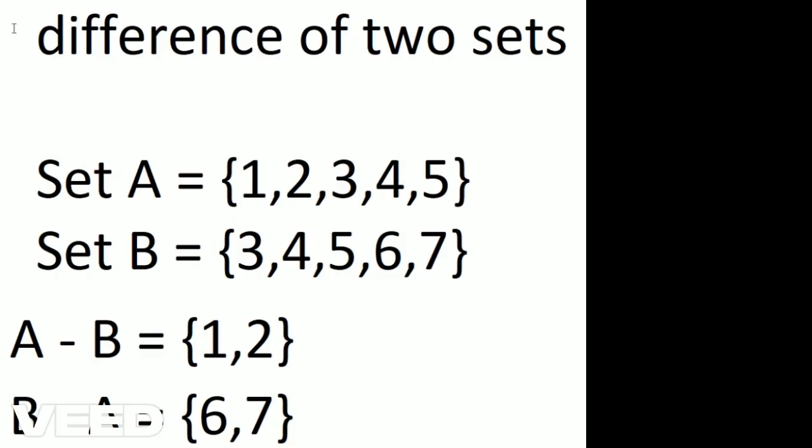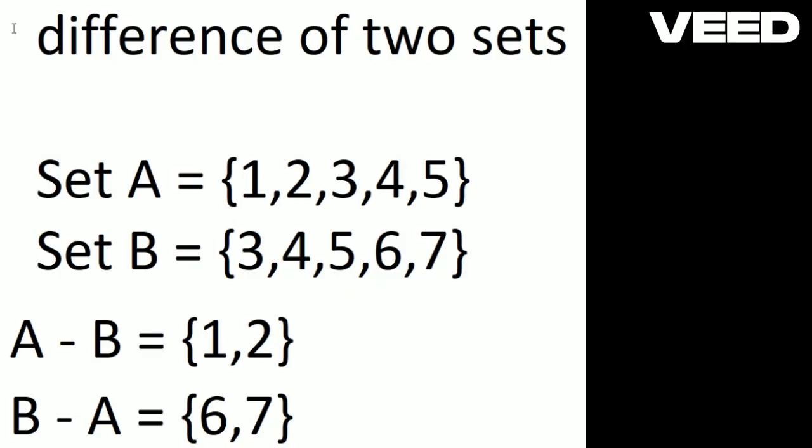Alright, on the third one, let's talk about the difference of two sets in algebra. Imagine we have two sets, set A: 1, 2, 3, 4, 5, and set B: 3, 4, 5, 6, 7. The difference of two sets means taking the elements that are in one set but not in the other. For example, the difference of A and B, written as A minus B, includes the elements that are in A but not in B. That means A minus B equals 1 and 2.